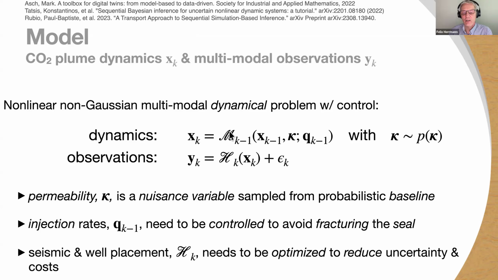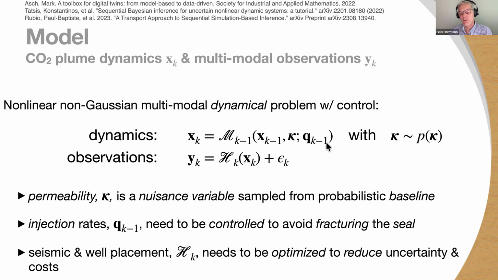And then this calligraphic M represents basically a transition density that takes us from a previous time step to the next time step. That's dependent on a control parameter. That's the injectivity, Q. And there's a kappa, and that's the permeability, which is basically a very nonlinear noise term.